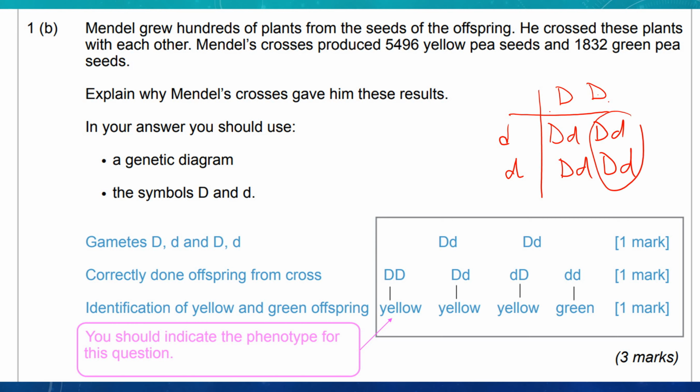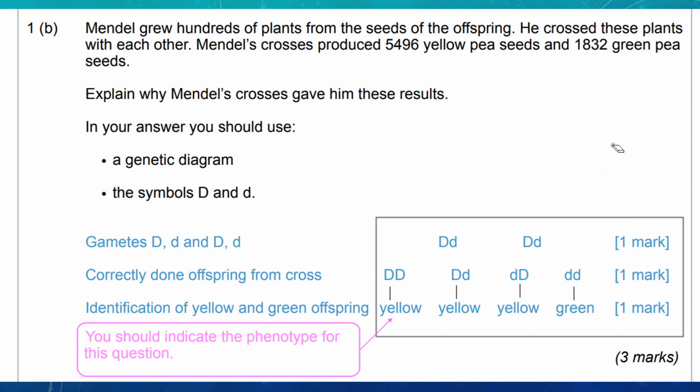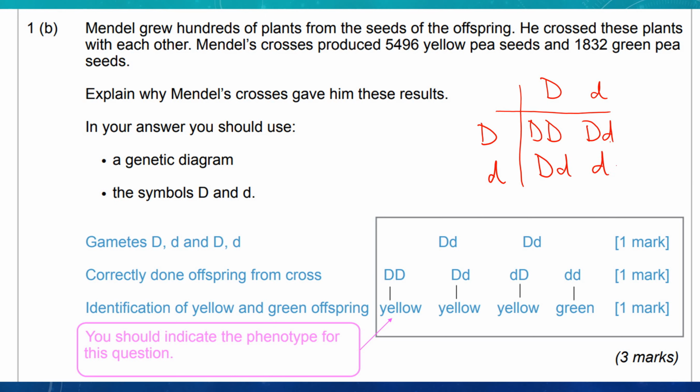Then if he took two of these heterozygous crosses, so I'm just going to rub this out a second, he did what we call the F2 generation, where he did a back cross. So this is just this, but explained in a Punnett square. We should get our typical 3-to-1 ratio, where 3 out of the 4 would be yellow, and 1 out of the 4 would be green. So we call that your typical 3-to-1 ratio.